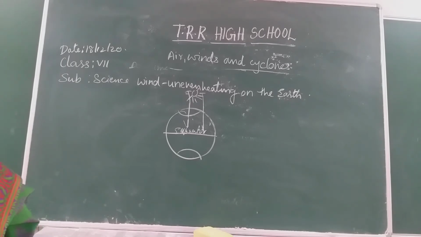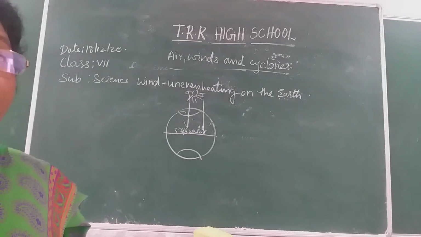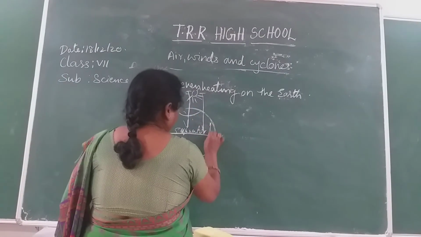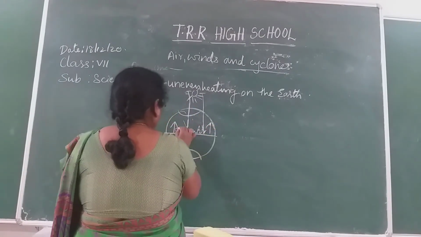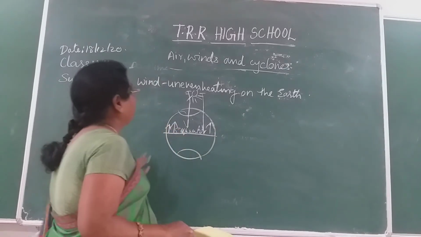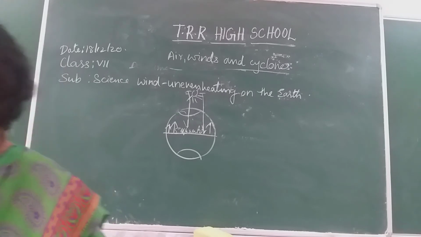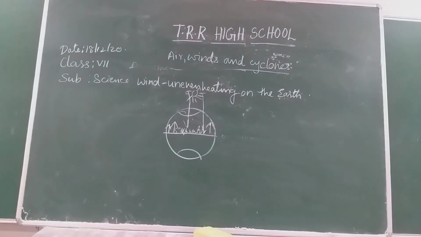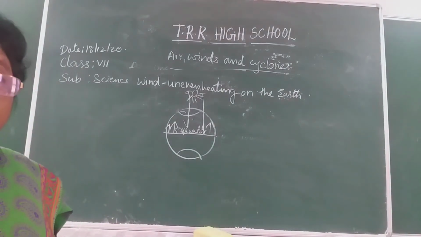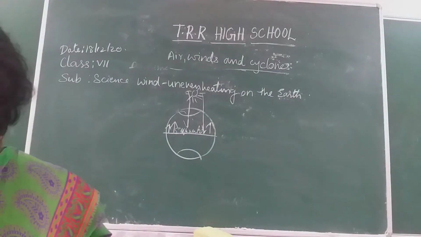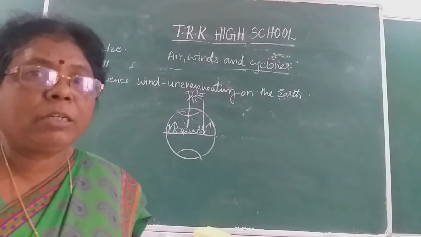So the air in this region gets warmer. What happens? The warm air is lighter than the cool air, so the warm air rises up due to the heat of the sun. In the equatorial region, the warm air is lighter than the cool air and it rises up, goes up. Isn't it? So what happens here? The cooler air from the region in the 0 to 30 degrees latitude on either side of the equator moves in.